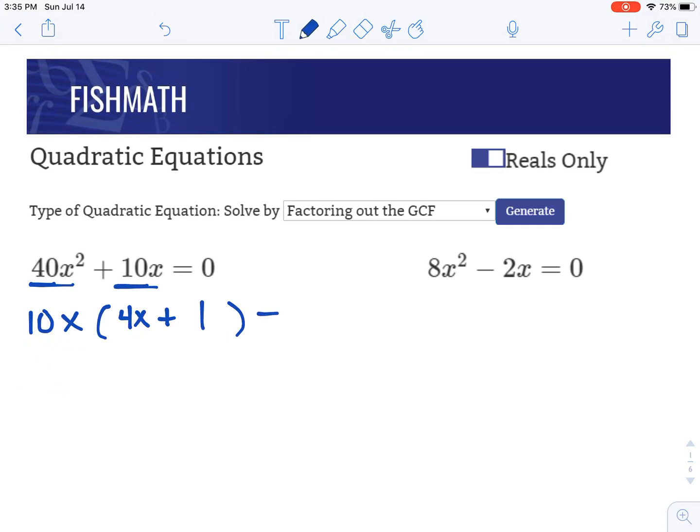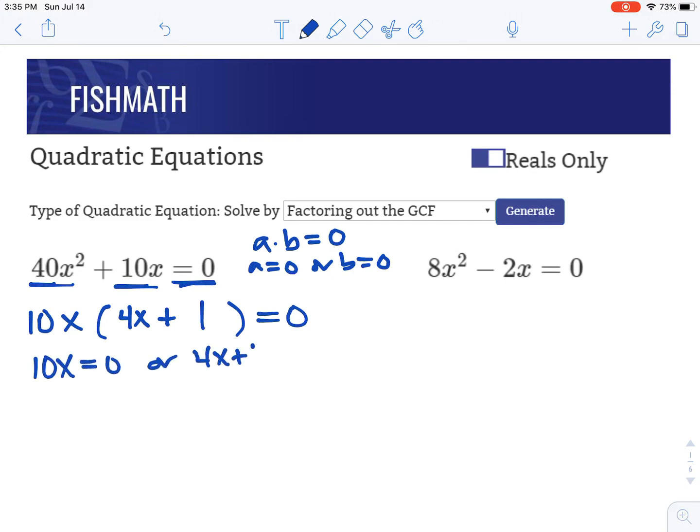But this time it's an equation, so we got to put the equal 0 on there because we have that up above. To solve this, we're going to use the zero product property. If a times b is 0, one of them has to be 0. Either a is 0 or b is 0. That's the zero product property. So either 10x equals 0 or 4x plus 1 equals 0. So 10x equals 0 when x is 0.